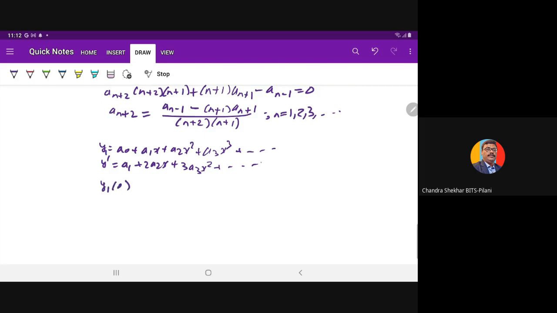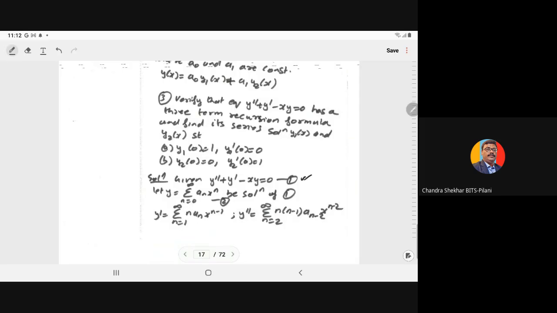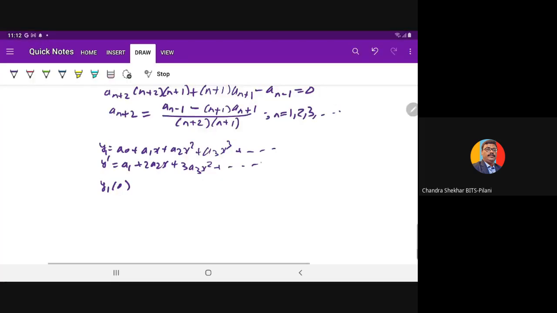The condition is given to you, y1 at 0 is equal to 1. So when we put x is equal to 0, it will give you a naught, so a naught is equal to 1, and y1 dash at 0 is given to you as 0, so it is equal to a1. So for the first series, a naught is equal to 1 and a1 is equal to 0.